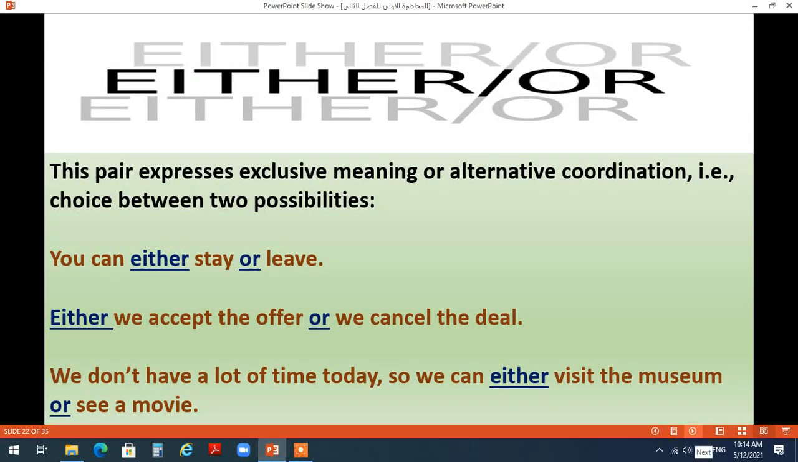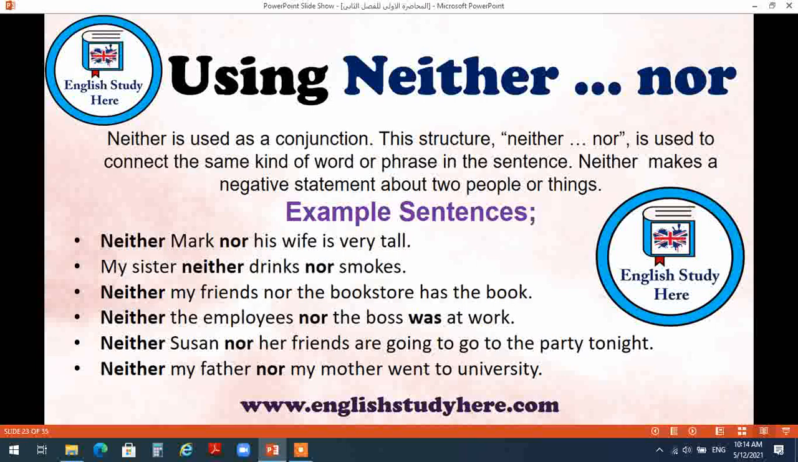أما فيما يخص the other pair اللي هو neither nor، as you can see neither is used as a conjunction. ممكن أن نستخدم neither nor كأداة ربط. This structure neither nor is used to connect the same kind of word or phrase in the sentence. طبعا بما أنه هو من أدوات الربط التناسقية، فراح يستخدم لربط نفس النوع من الأسماء أو العبارات في داخل الجملة.